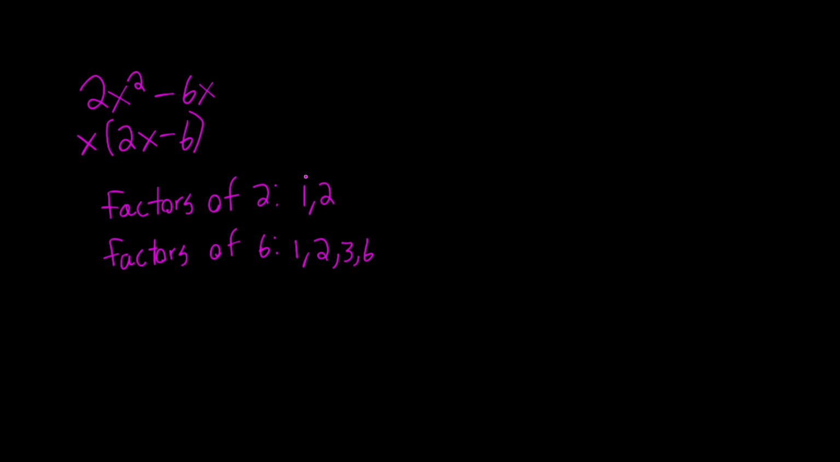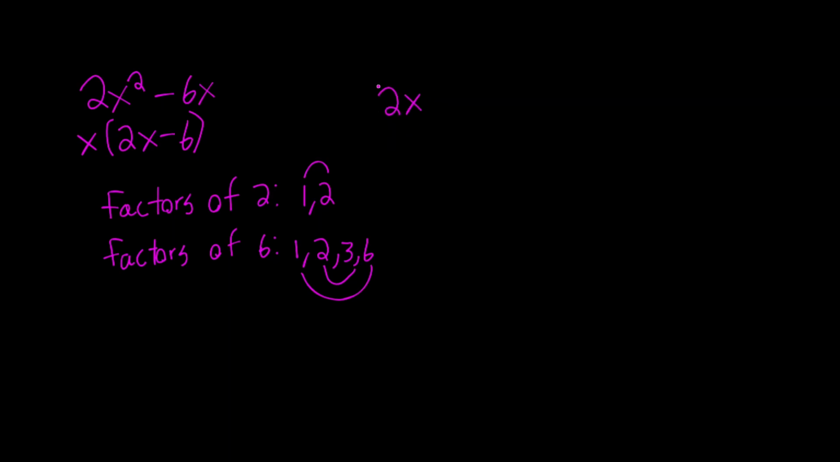We're going to take a 2 out. Remember that we have it like this. So 2 divided by 2 gives me 1, and 6 divided by 2 gives me 3. So what I'm going to get is 2x on the outside, right?